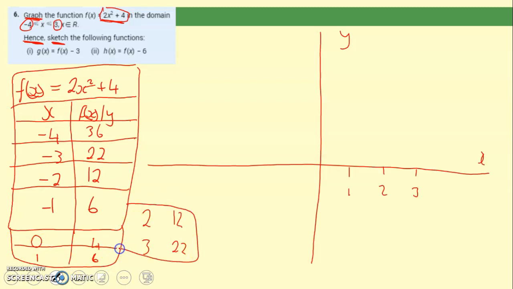And we've got these two out here as well. So we're just going to plot them. Minus 4, minus 3, minus 2, minus 1, over to 3. And up on the y-axis, I'm going to go up in 4s. So 4, 8, 12, 16, 20, 24, 28, 32, 36.